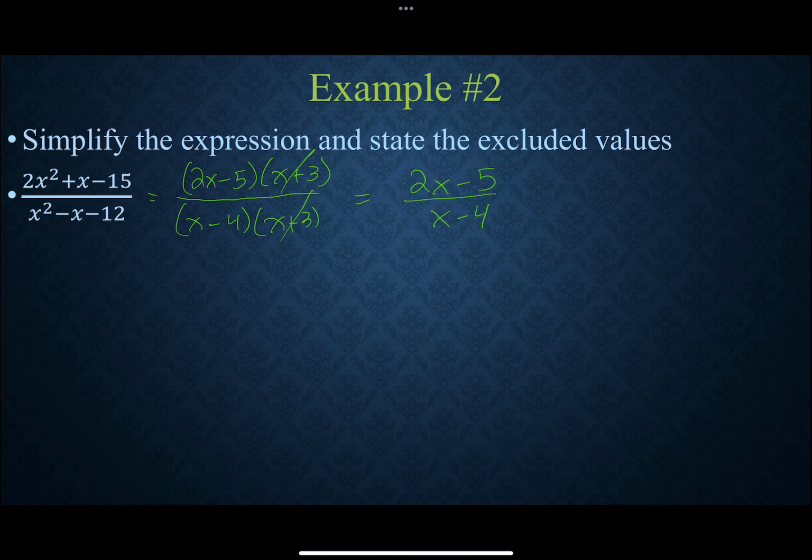And again, our excluded values are based on the original denominator. Both the expressions that were there, we can't have a 4 from the x minus 4. We can't have a negative 3 from the x plus 3. So that's the basic idea behind the simplifying of the rational expressions. There's not too much going on here as long as you're careful with your factoring rules. And again, if you need to review quadratic factoring, just watch the previous video from Unit 2, 2.1, Factoring Quadratics.